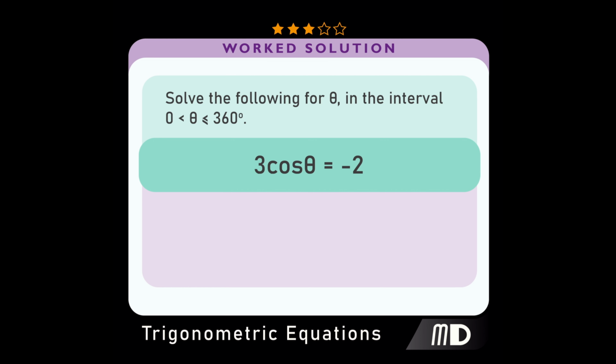Now in this video, we're going to answer the following question. Solve the following for theta, in the interval theta is greater than 0 and less than or equal to 360 degrees. And we've been given the equation 3 multiplied by the cosine of theta equal to -2.